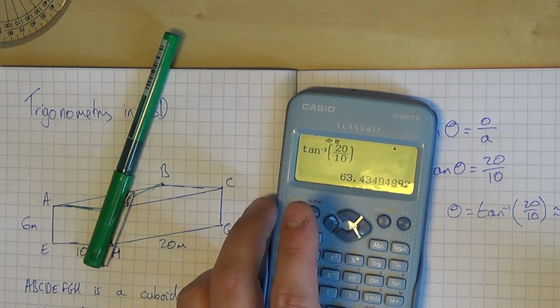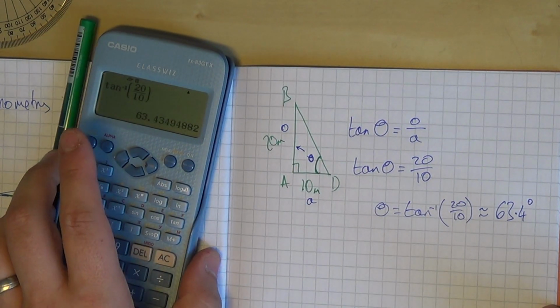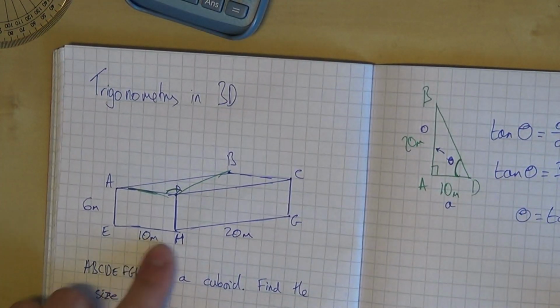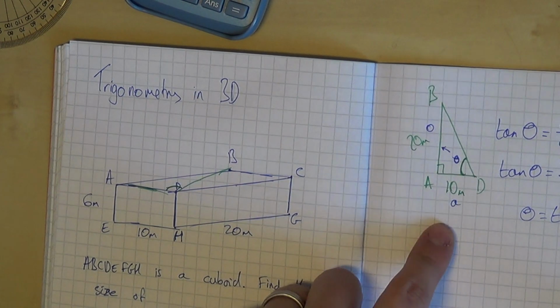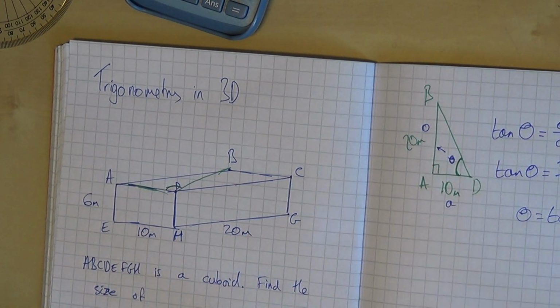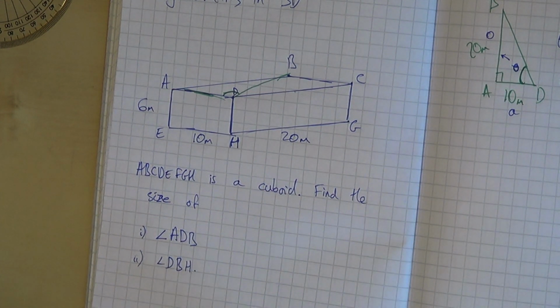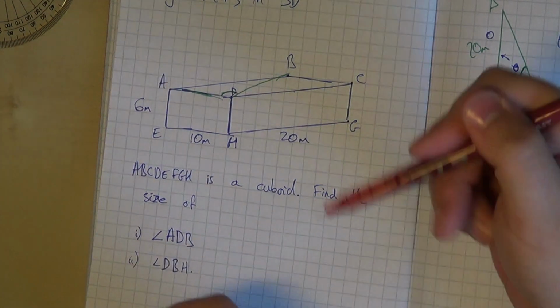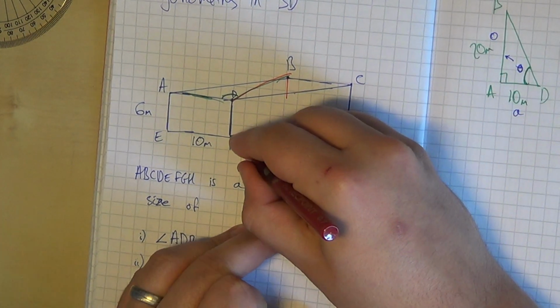Job done. Not too tricky actually, it's just SOHCAHTOA. For a lot of students the hardest part is turning this 3D diagram and getting your head around how it looks to find a nice simple triangle to use. So second example, last example, angle DBH. So where is this angle? How can we use it? Well, DBH takes us from there to there.